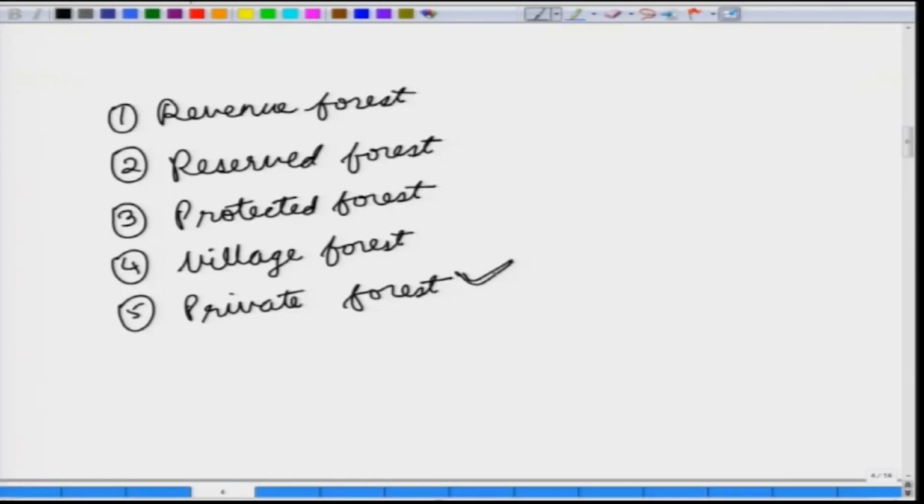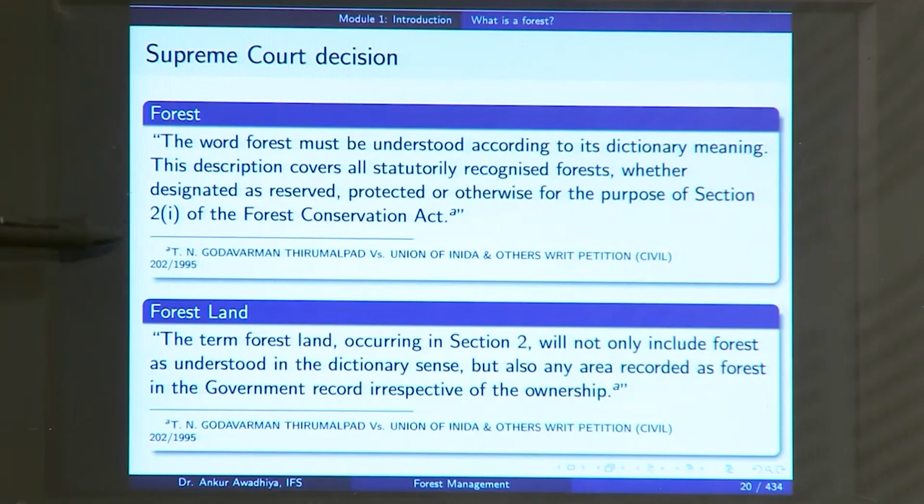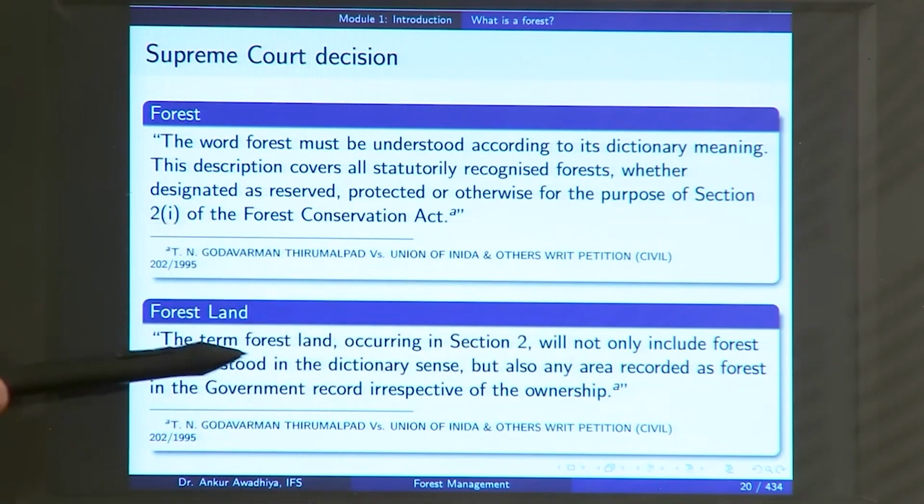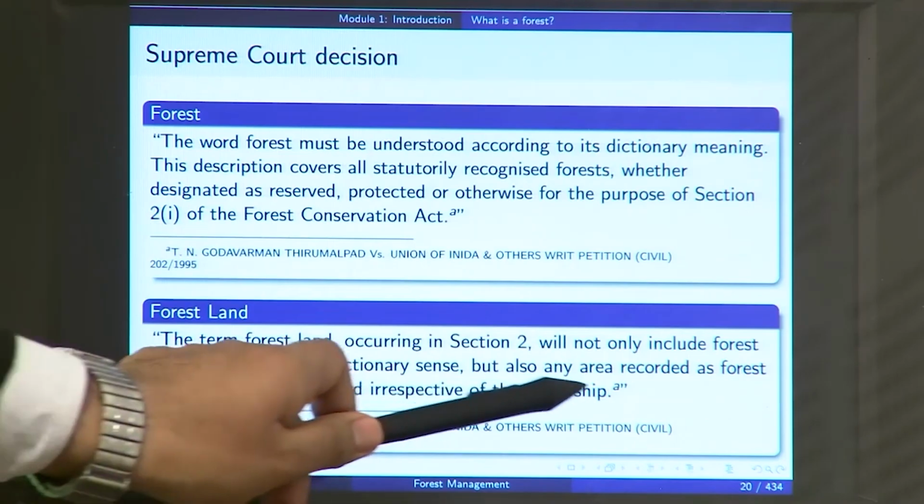Now, this definition of a private forest is not there in all the states, it is only there in certain states. So, the Supreme Court is saying that when we talk about a forest land, it includes all the areas that are covered with trees and undergrowth, plus it also includes those areas that are recorded as forests in the government record irrespective of the ownership.